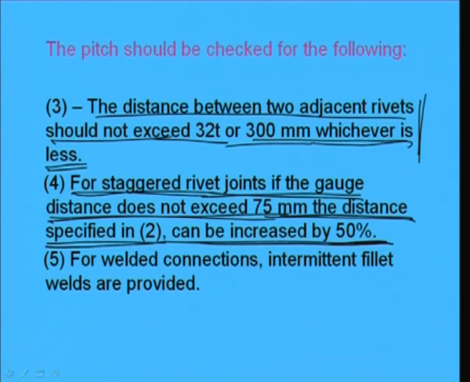Then another option is that for welded connections, intermittent fillet welds are provided. So, these are the provisions which have been defined in the code. We have to remember them before deciding the pitch distance for connecting plate with the flanges, right.